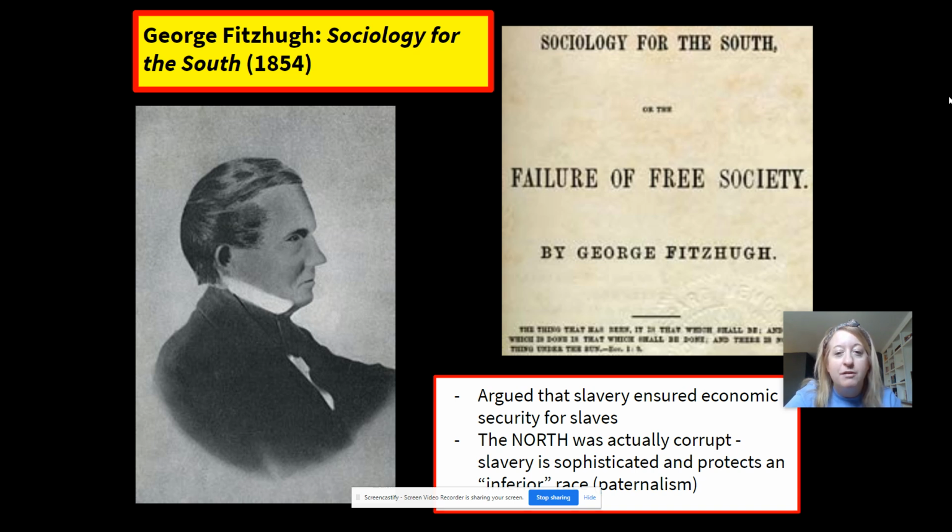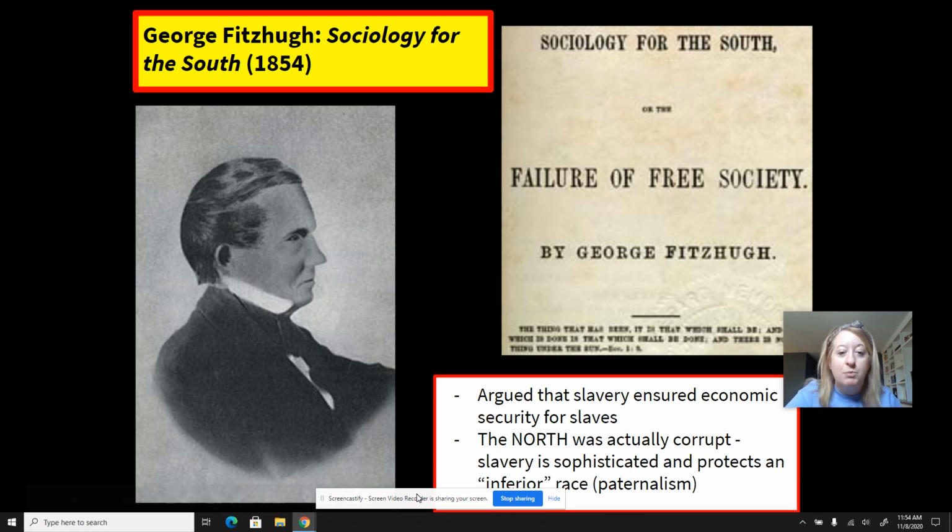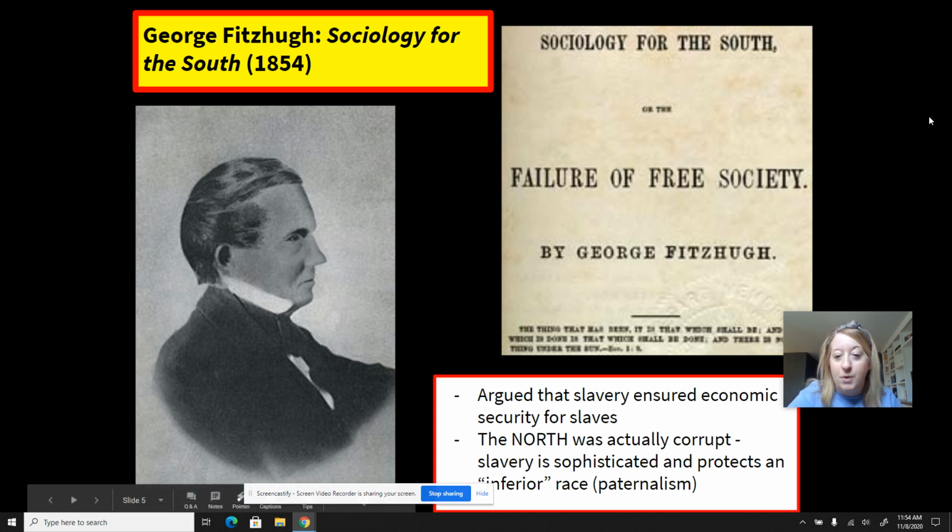And this was published in 1854, and this is quite different than Uncle Tom's Cabin. But he essentially argued that slavery gave slaves protection and an economic security that not many men had in a capitalist society. He actually believed that the North was very corrupt, and that capitalism was something that caused multiple social divides within our society. So he really said that slavery kind of protected the economic interests of slaves. It's a very kind of sophisticated system, and that it protects what he deemed to be an inferior race, and that it gave them something to strive for.